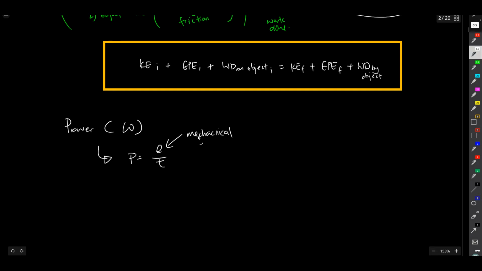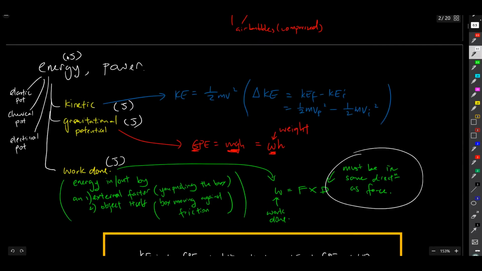What we are dealing with here is called mechanical energy, and this mechanical energy comes in three forms: KE, GPE, or work done, either by the object or on the object, depending on the question itself. So don't be surprised if your E suddenly becomes work done. Is work done energy? Yes, work done is still energy, because it's one of the three forms that we mentioned.